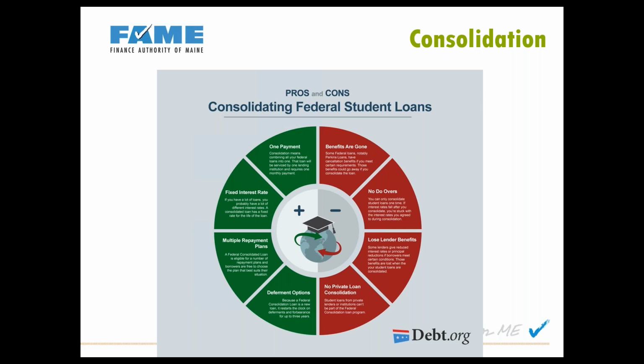Some cons to this. If you had some benefits with the loan that you had and you consolidate, sometimes they don't carry over into that new loan. For instance, if your loan servicer gave you an interest rate deduction because you did auto debit out of your checking account, you might lose that. If you had a payment plan that was counting towards public service loan forgiveness, it counts the number of payments for that loan to count towards forgiveness. Once you consolidate all of those, the payments on the prior loans don't count anymore.